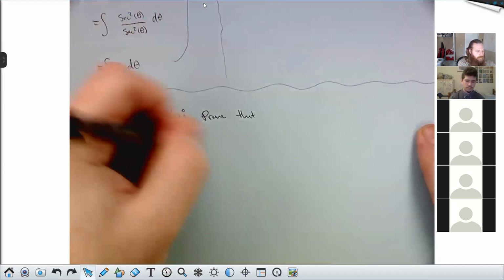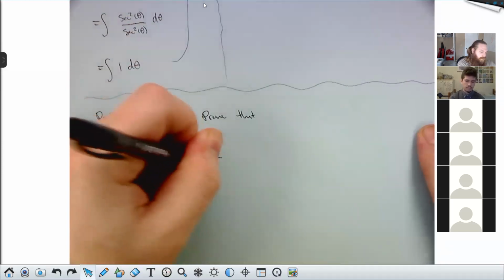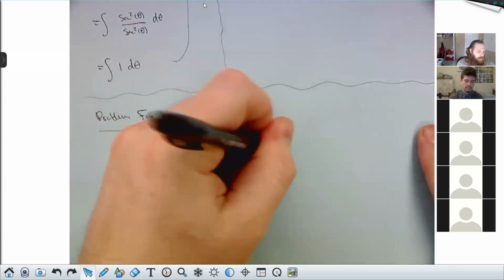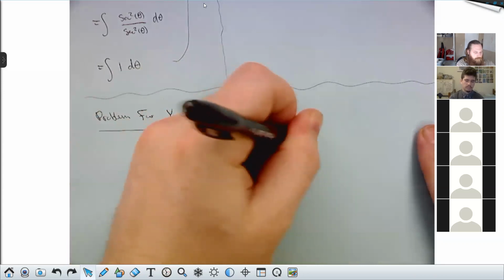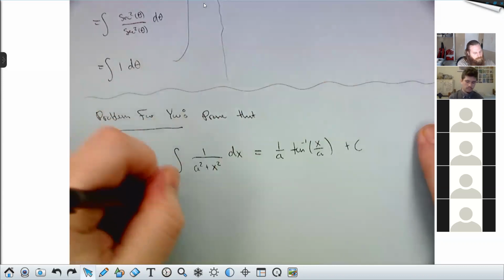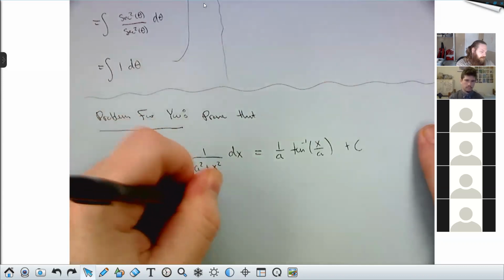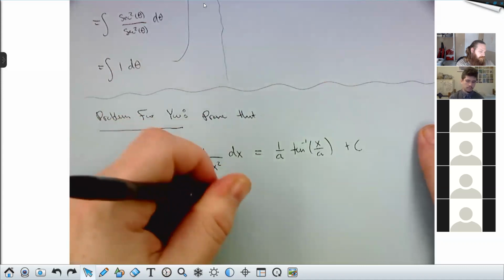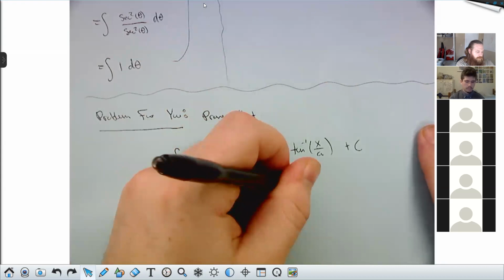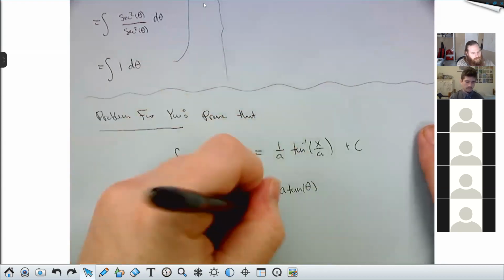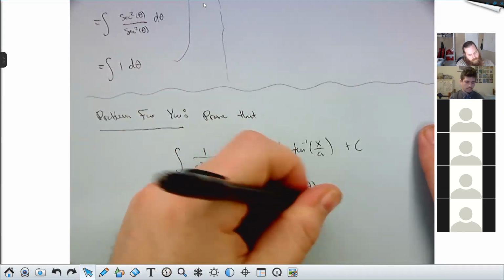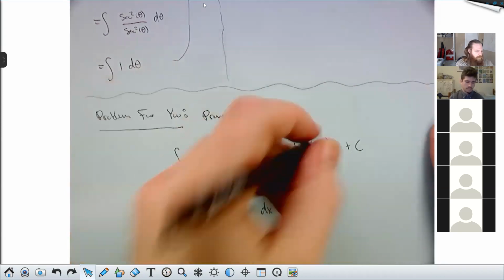Prove that the integral of 1 over a squared plus x squared dx is always going to come out to 1 over a times the inverse tangent of x over a plus c by substituting x equals a times the tangent of theta and dx equals a secant squared theta d theta in the above integral.